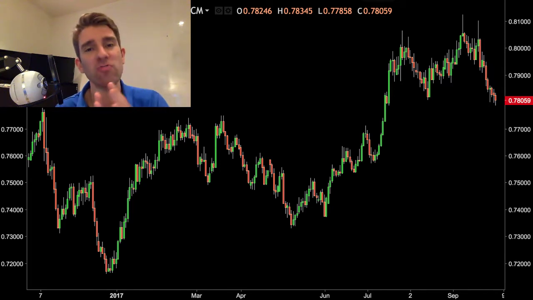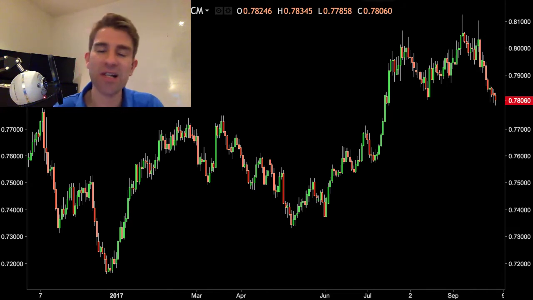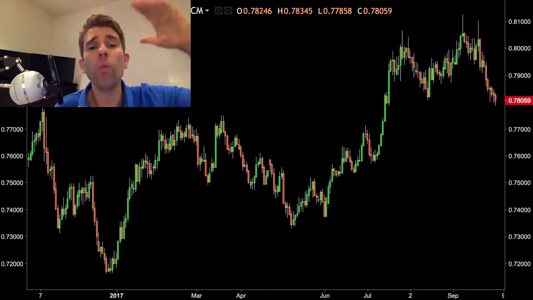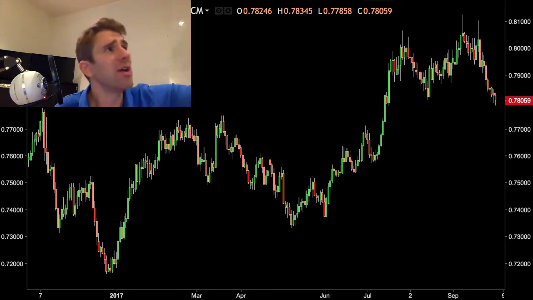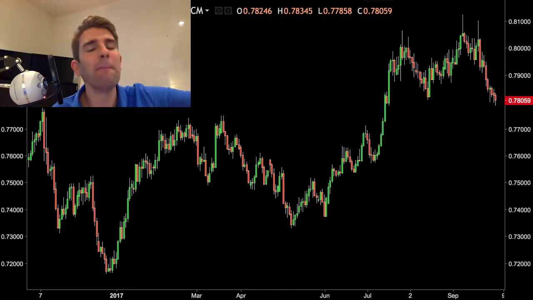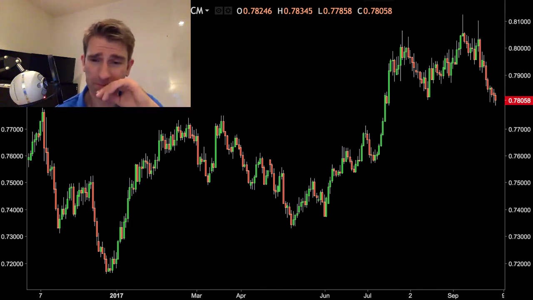You could have the best strategy in the world, but if your stop is too tight, you're going to get pinged out on the slightest bit of noise. If your stop's too wide, you can't dial up the position size. Sure, you can have a massive wide stop, but you can't have a decent position size because it's going to be a massive amount of risk. So that's why stop losses are so important.